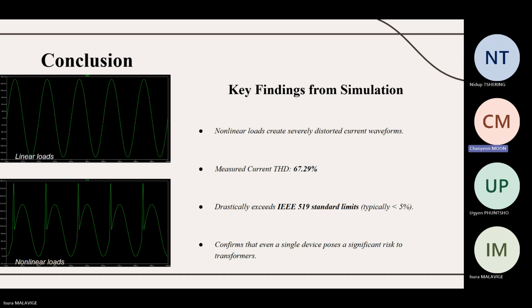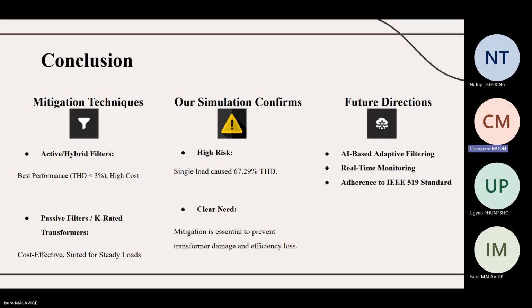This distorted waveform is the critical issue. It confirms that even a single device can inject significant harmonic pollution into the system, which explains why the cumulative effect of many such devices poses a real risk to transformer health and power quality. Next, please. Therefore, as our results demonstrate, applying effective mitigation techniques is not just a recommendation, but a necessity to prevent transformer damage and efficiency loss.